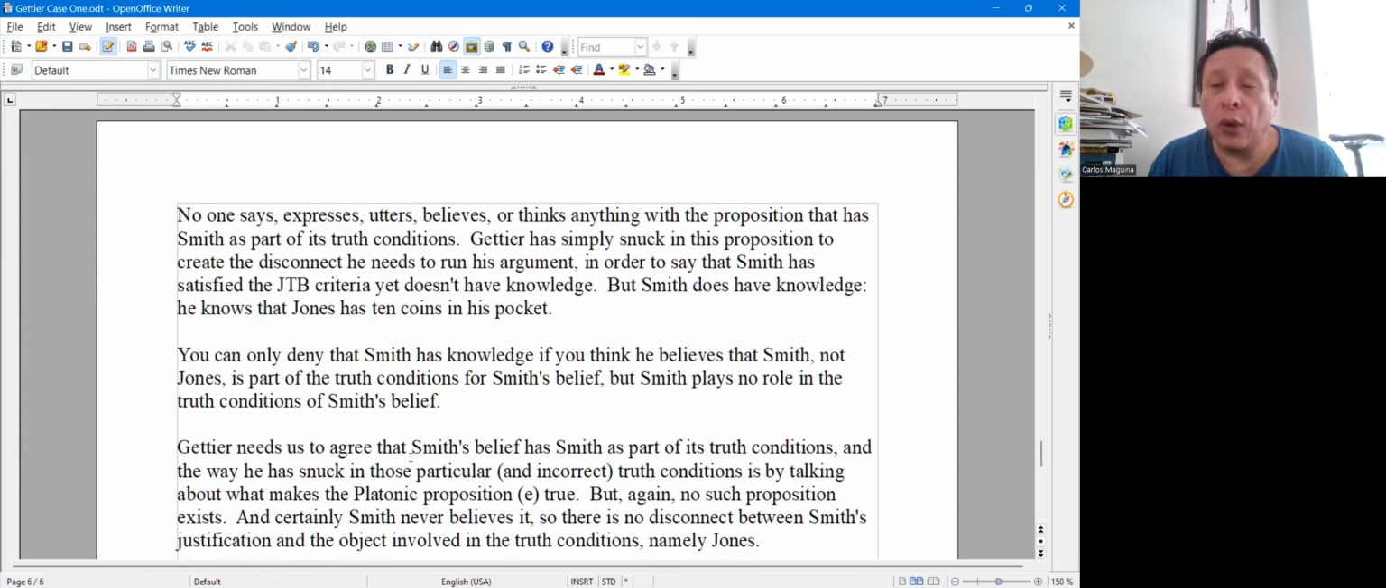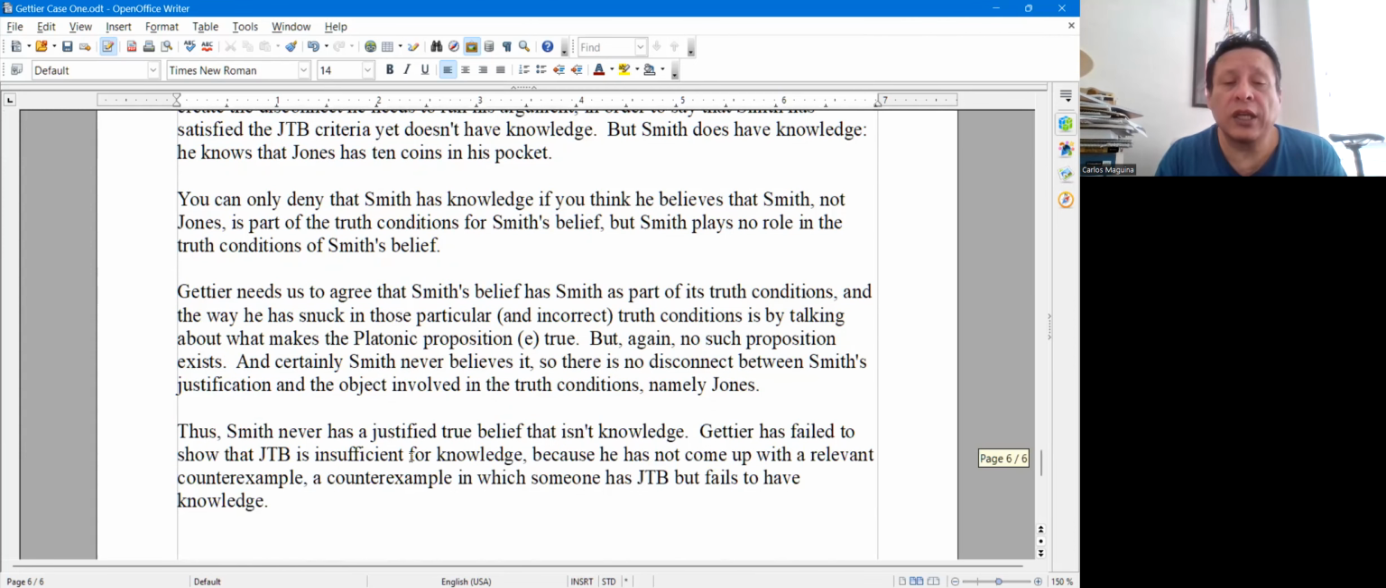Now, you can only deny that Smith has knowledge if you think he believes that Smith, not Jones, is part of the truth conditions of Smith's belief. But Smith plays no role in the truth conditions of Smith's belief. We already know that it's Jones, right? Gettier needs us to agree that Smith's belief has Smith as part of its truth conditions. And the way he has snuck in those particular and incorrect truth conditions is by talking about what makes this Platonic proposition E true. But again, no such proposition exists. No one has uttered it. It hasn't been uttered by Smith, and certainly Smith never believes it.